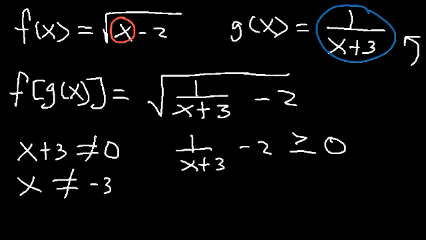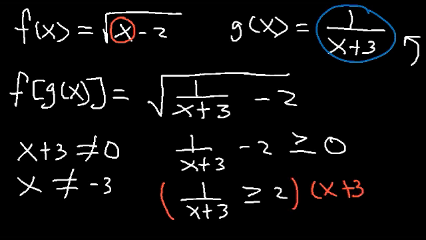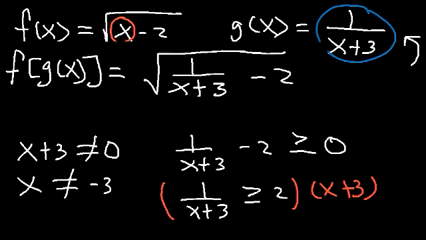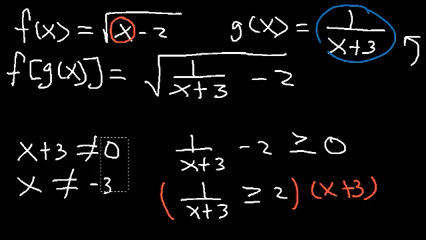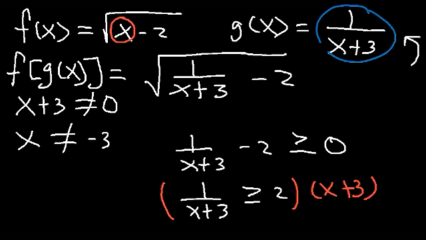Now, to solve for x, let's add 2 to both sides. So 1 over x plus 3 is greater than or equal to 2. And now let's multiply both sides by x plus 3. So we're going to have to make some space here. Let's move that up. So we now have, these two will cancel, and on the left it's just going to be 1. On the right side it's going to be greater than or equal to 2 times x plus 3.